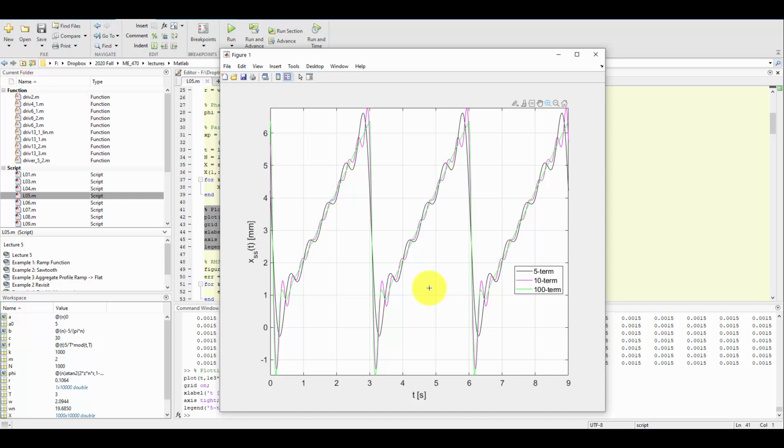It looks to go up a little bit past 6 millimeters as its maximum value, and then it goes back to around, let's say, negative 1.25 or so. I can just click here and get a rough idea of what the maximum and the minimum is, assuming that the green, the 100 term, is the most accurate one. So it goes up to a maximum of about 6.3 and a minimum value, if it lets me, of negative 1.4.